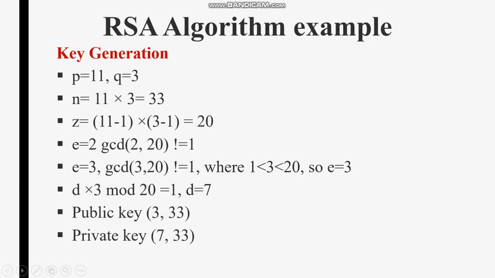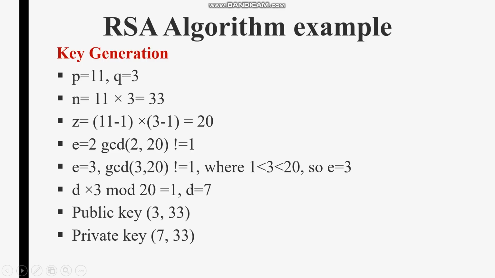Now we have to choose E, a small prime number, in such a way that E should be greater than 1 and less than 20. So within the range from 1 to 20, you can choose any prime number in such a way that GCD of E and Z should be equal to 1. Now let's see. 2 is a prime number. I am choosing E as 2. It is in the range between 1 and 20, greater than 1 and less than 20.